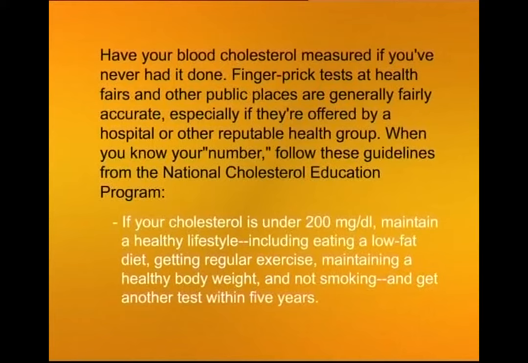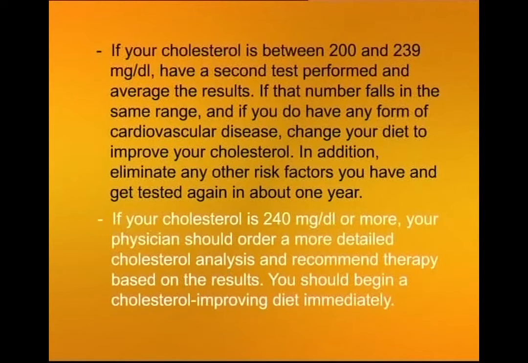If your cholesterol is under 200, maintain a healthy lifestyle, including eating a low-fat diet, getting regular exercise, maintaining a healthy body weight, and not smoking, and get another test within 5 years. If your cholesterol is between 200 and 239, have a second test performed and average the results. If that number falls in the same range, and if you do have any form of cardiovascular disease, change your diet to improve your cholesterol. In addition, eliminate any other risk factors you have and get tested again in about 1 year. If your cholesterol is 240 or more, your physician should order a more detailed cholesterol analysis and recommend therapy based on the results. You should begin a cholesterol improving diet immediately.